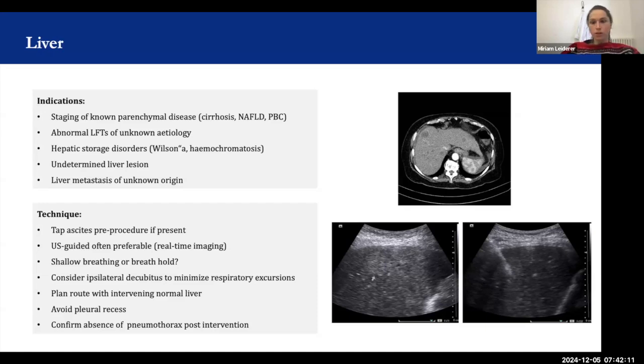Undetermined liver lesions, well, if you think it looks like a hemangioma, don't biopsy it. Also, make sure that you have the proper imaging available, because you don't want to biopsy every undetermined liver lesion, but one that looks malignant, you should biopsy.